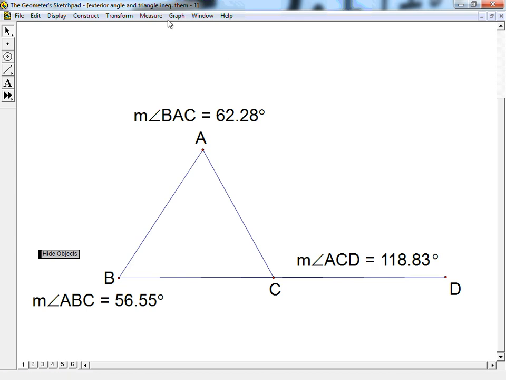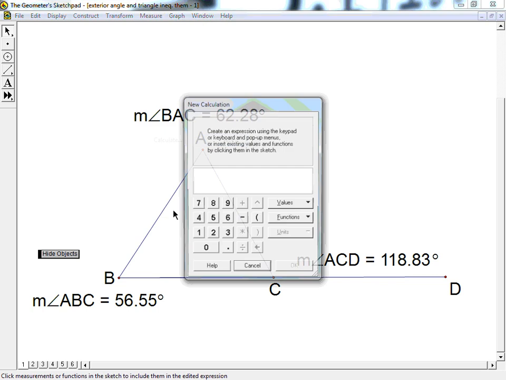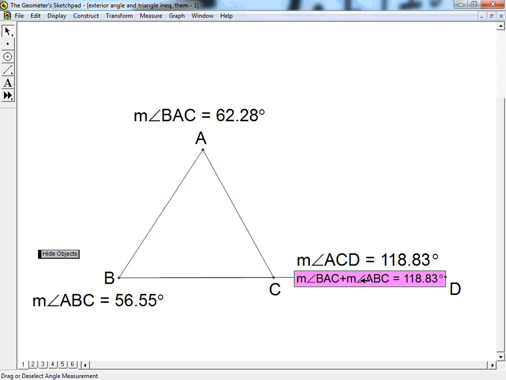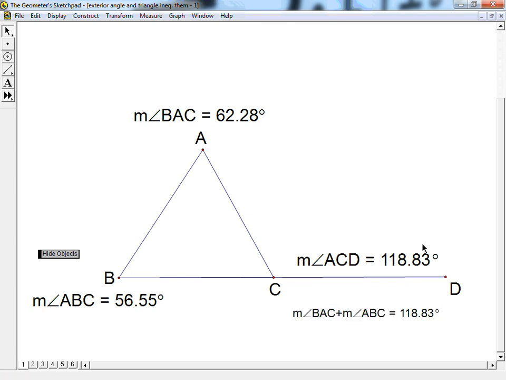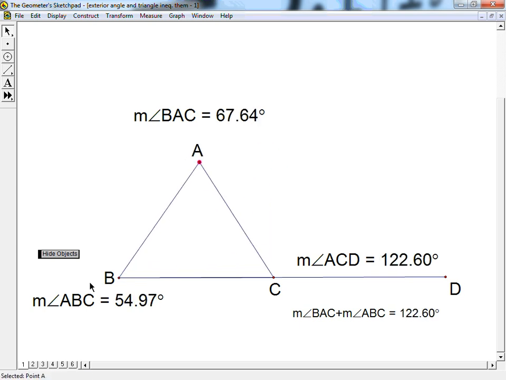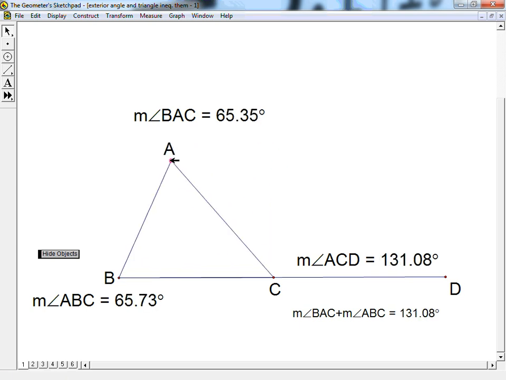Let's find out. We're going to calculate: this angle plus the other angle. So it calculates the number there. We see it equals 118.83. Let me move this around. So if I add these two smaller angles, it equals that other angle, right? Yeah, from what we can see.